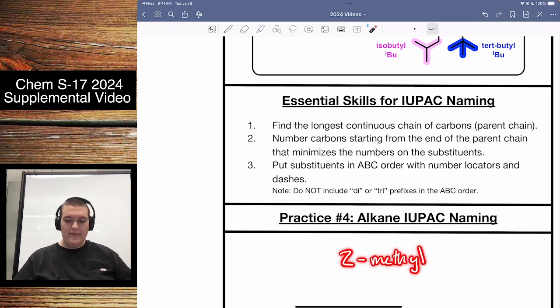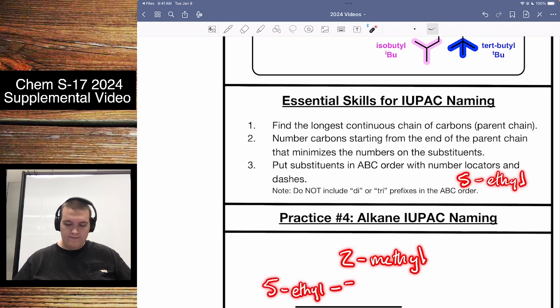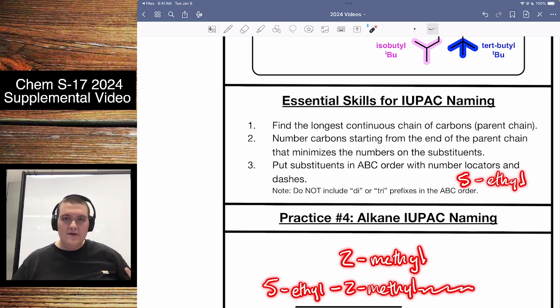So let's say you had a compound that had a methyl on 2 and an ethyl on 5. When we go to name the actual compound, the way that we would put these in order is we would do 5-ethyl, 2-methyl, and then we would say our parent chain name. So this is what we mean by ABC order: E goes before M here. Now, note, it does not matter about the numbers going from lowest to highest. It's all about ABC order of the substituent.